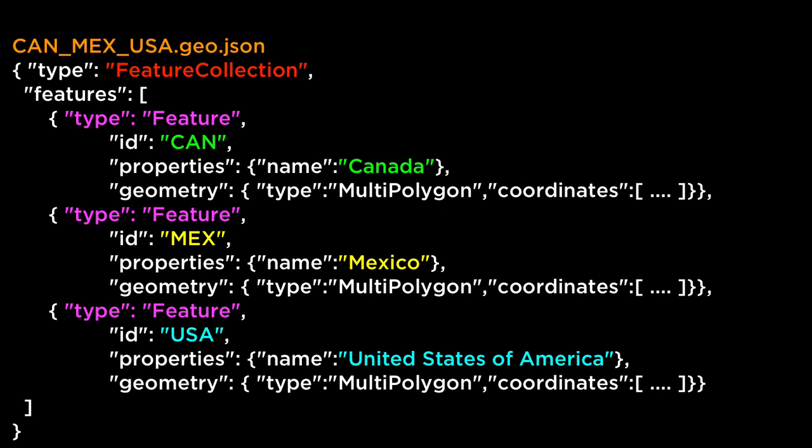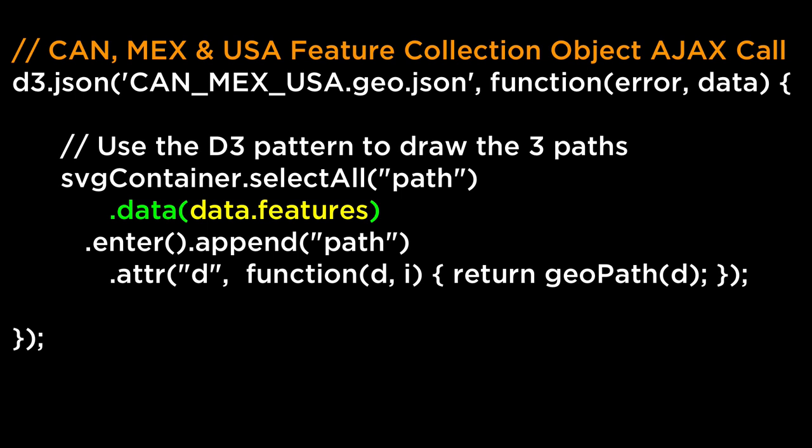Furthermore, this means that as we now have an array of objects, we can use the D3 pattern to bind each feature object to a respective SVG object, which makes the code more readable and familiar. Also, it means that we only have to do one AJAX call. Ignoring the styling of the countries for a second, let's look at the combined d3.json XHR AJAX call.